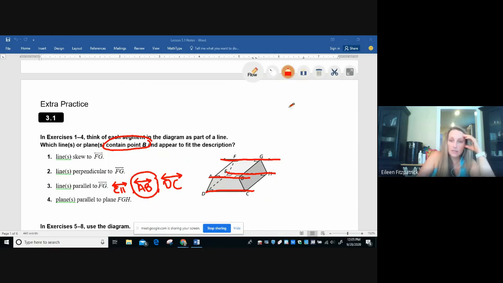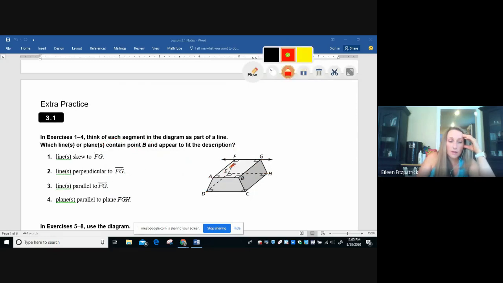All right. And then finally, we want planes parallel to FGH. So let's identify that plane first. Go from F to G to H. So I'm talking about this back plane right here. Now, our textbook often uses 3 letters because you need at least 3 non-collinear points to form a plane, but I like to close it off and think of it as a 4-sided figure. So which plane runs parallel to this back one here? It would be this front plane right here, which does include point B.